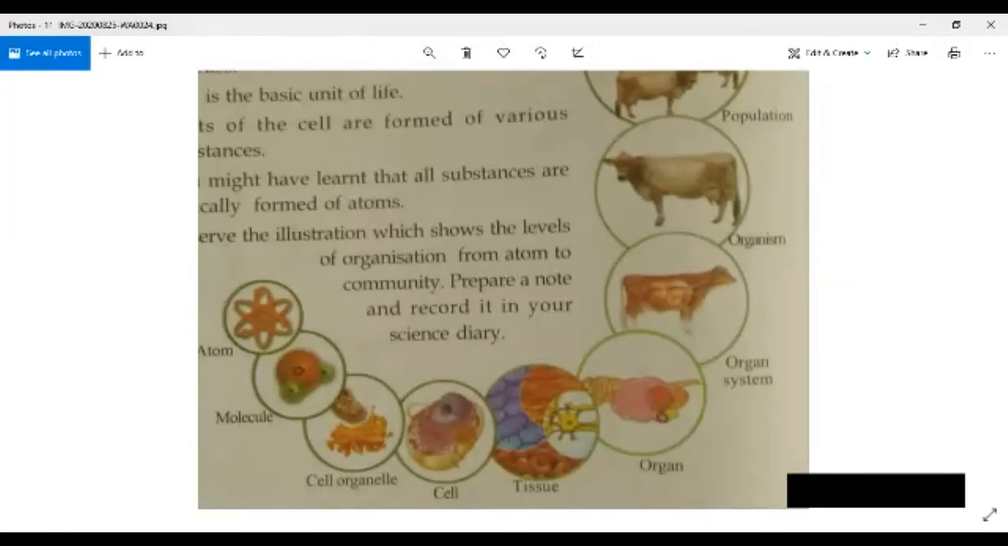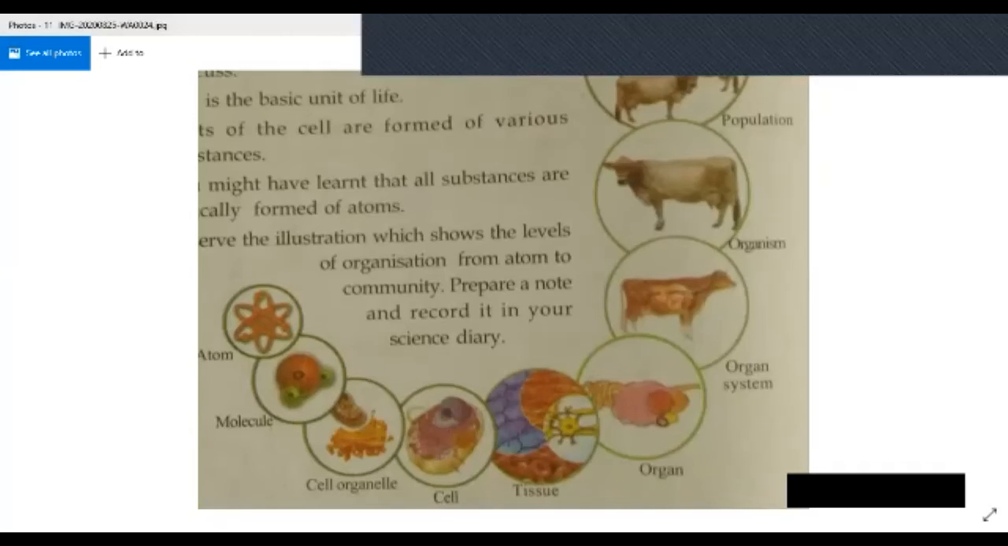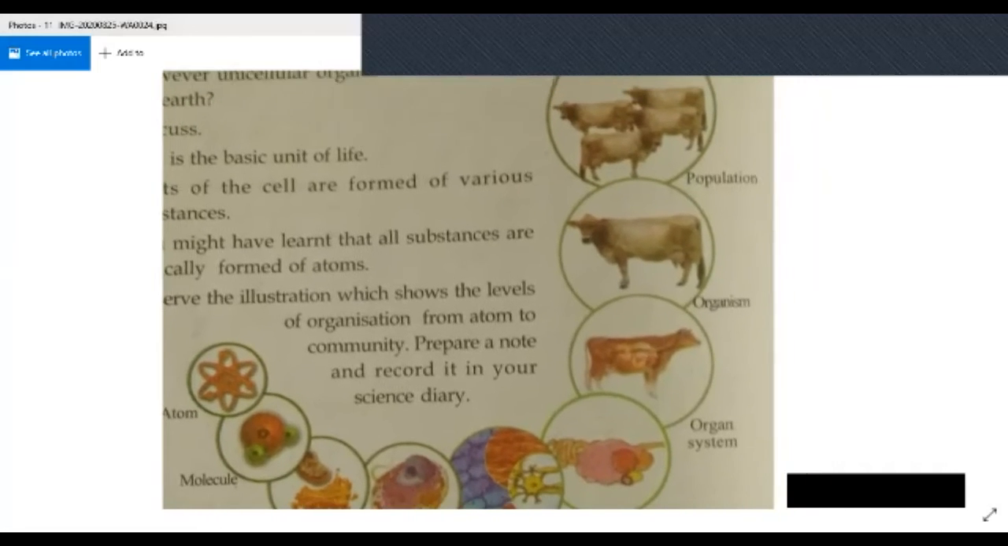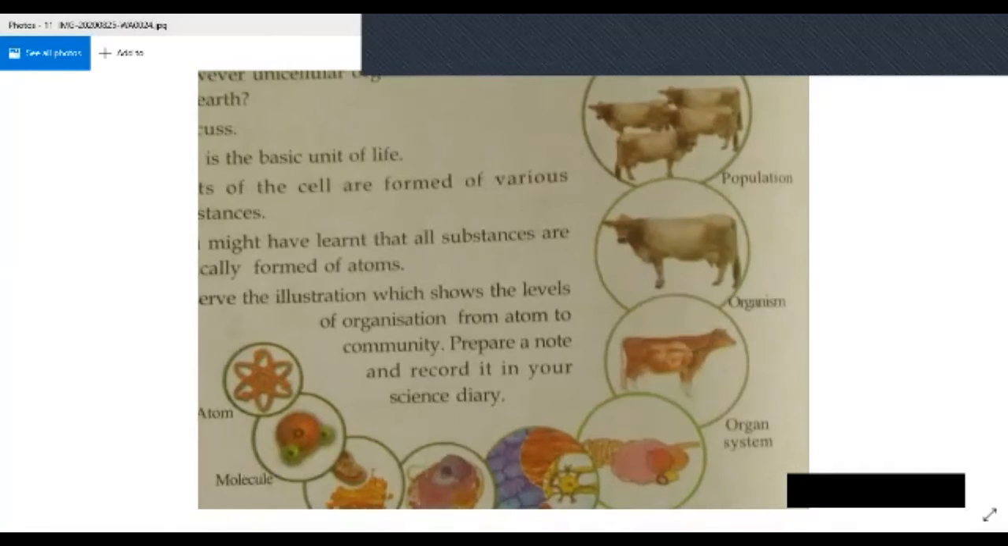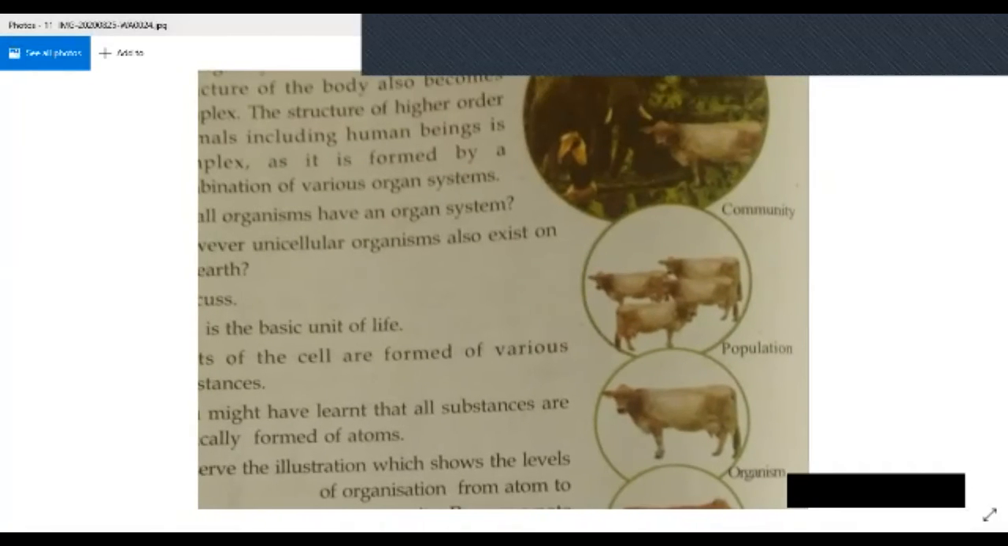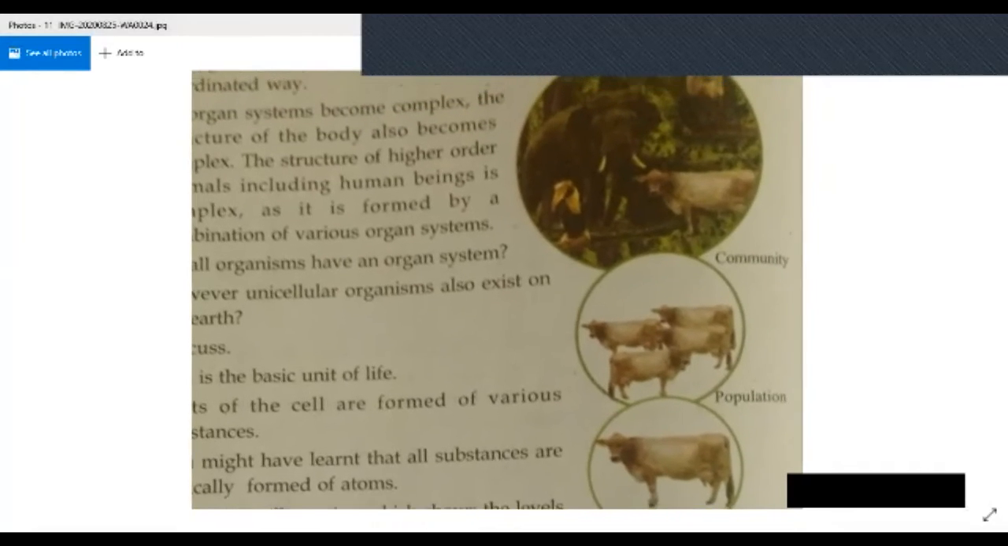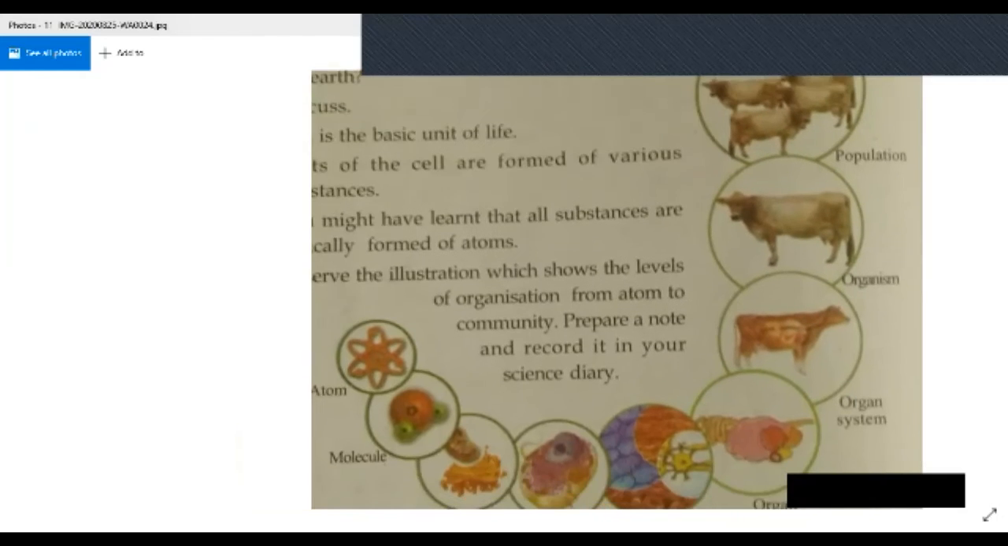Then a group of tissues forms the organ. If we take an organ, different types of tissues are present in it. Then different types of organs constitute the organ system. Different organ systems, which we have now gone through, all combine together to form the organism. Organisms combine together to form the population. Is it clear for you? Then populations combine together to form the community. So starting from the atom, we are reaching the community.